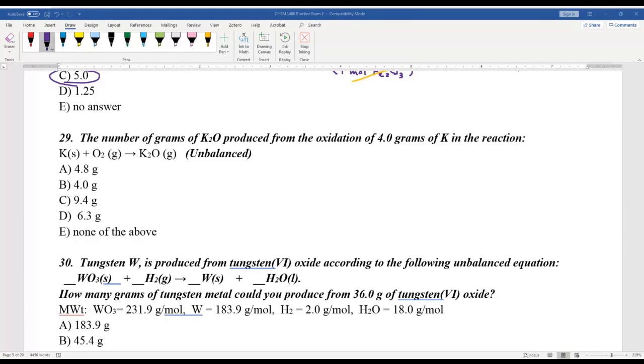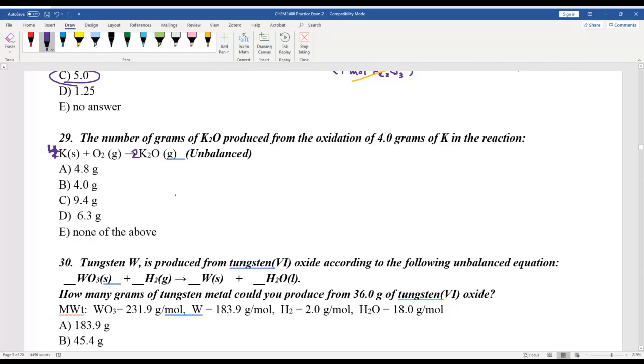I got 2K plus O2, and then 2K2O. Okay, that's very close. So let's look at this. 2K plus O2 gives you 2K2O. You are correct that that's balanced with regards to oxygen, but is it balanced with regards to potassium? 4K. So then K would be 4. Yeah, 4K. Very good. That's an easy one to overlook. So that is our balanced equation.